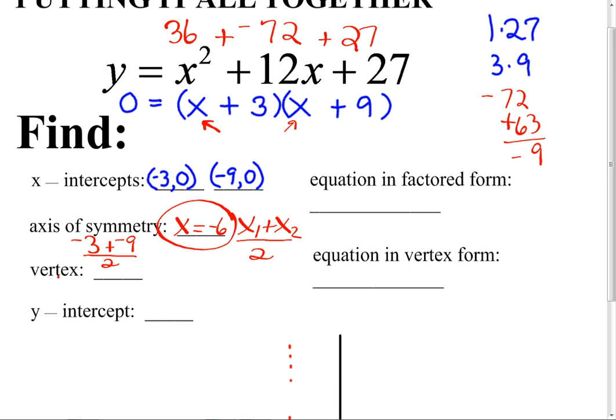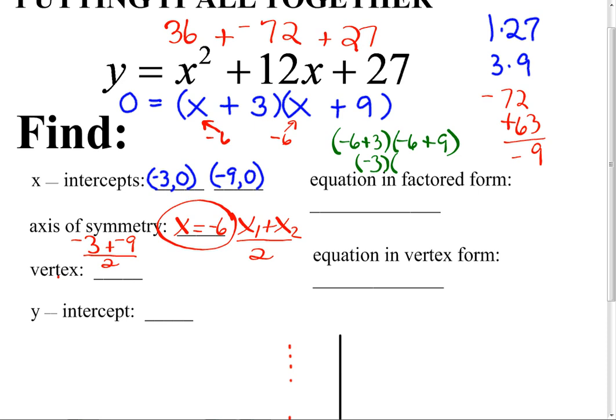Let's do it this way. Let's put a negative 6 here and negative 6 there. Then what's negative 6 plus 3? Can I do that in my head? Times a negative 6 plus 9. What's this going to give me? Negative 6 plus 3 is negative 3.